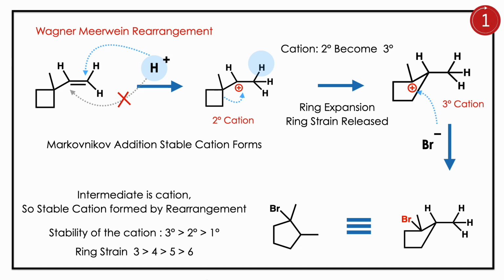The 4-member ring tries to expand itself, and at the same time it tries to create a tertiary cation. Two types of stability are created. One is strain is relieved, and the secondary cation becomes tertiary. So the ring expanded. Then bromine attacks, you have the final product. Here many important things are happening. The important thing I have to say here is you have to master the fundamentals like the Markovnikov rule to achieve the best results in Wagner Meerwein rearrangement.